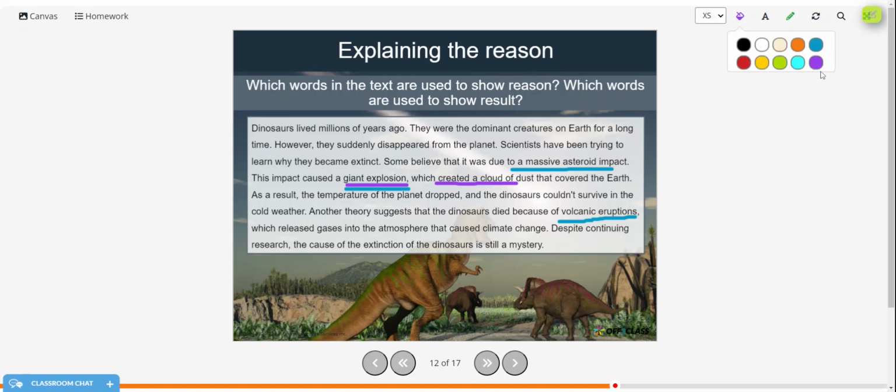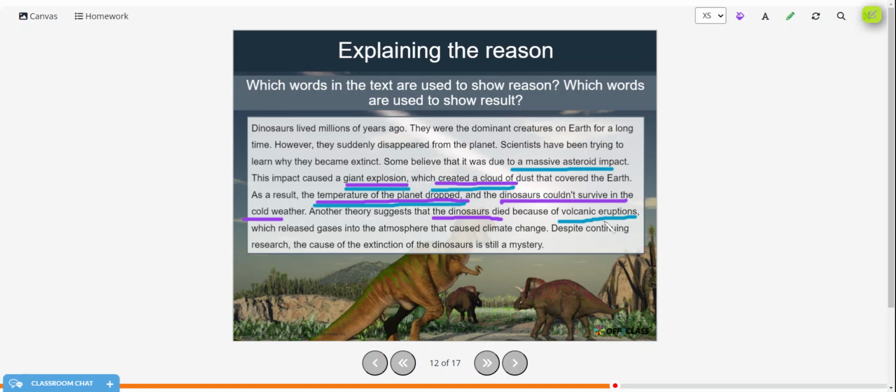And then the cloud of dust resulted in the temperature drop. And the temperature drop caused the death of the dinosaurs. Here, the result would be the dinosaurs died.